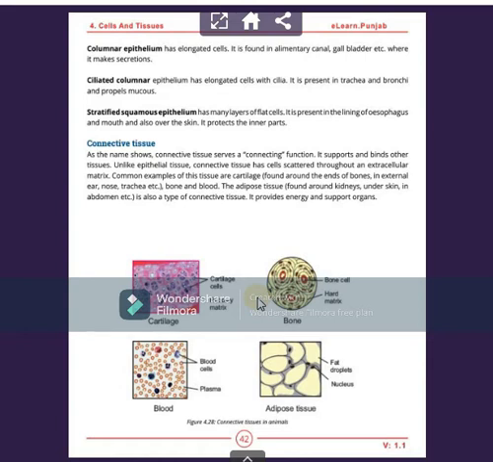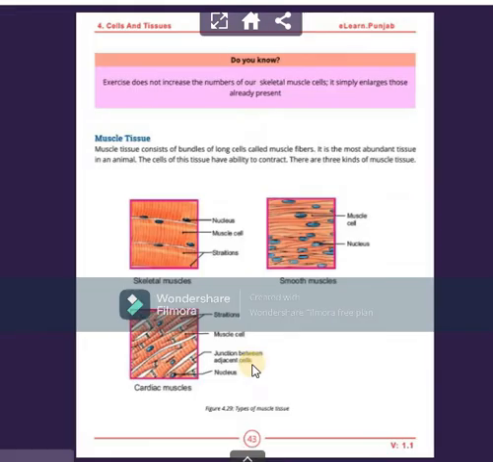Then the next is the connective tissue. How does the connective tissue work? It has a connecting function, as its name indicates. It supports and binds other tissues. Unlike epithelial tissues, connective tissue has cells scattered throughout an extracellular matrix. Common examples of these tissues are cartilage, bone and blood. The adipose tissue, present in the kidneys, under the skin and in the abdomen, is also part of the connective tissue. It provides energy and supports organs.